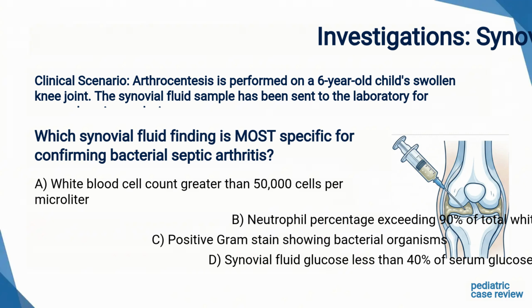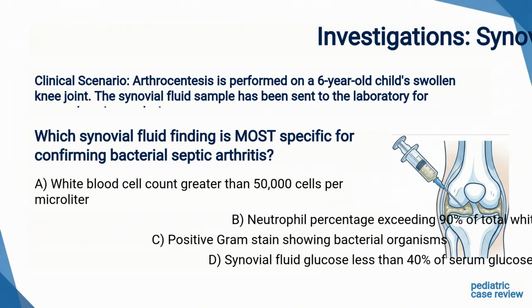Investigations question: synovial fluid analysis. A clinical scenario: arthrocentesis is performed on a 6-year-old child's swollen knee joint. The synovial fluid sample has been sent to the laboratory for comprehensive analysis. Which synovial fluid finding is most specific for confirming bacterial septic arthritis?